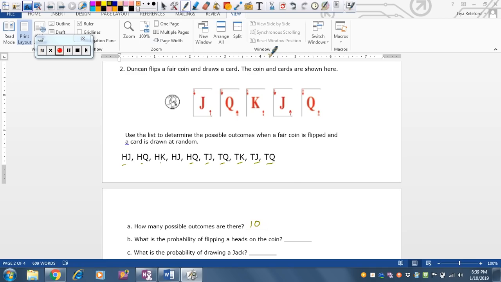And then B says, what is the probability of flipping heads on a coin? Well, out of the 10 options, how many have heads as your coin flip? 1, 2, 3, 4, 5. Any others that have heads? Nope. So that's going to be 5. It's what we want. Out of your total, what's your total? Yep, right there. Now you have to simplify. Divide by 5 to simplify.